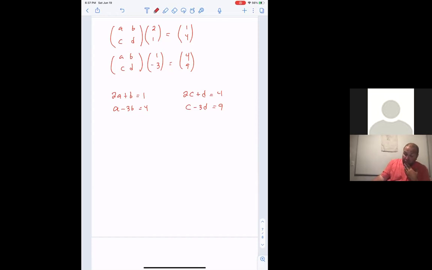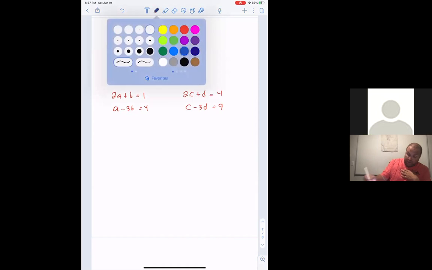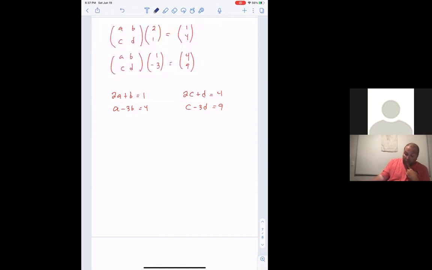How do I solve the first 2 equations? Well, notice that the coefficient of A in the first one is 2, but in the second one is 1. So I'm going to keep the first row the way I have it and multiply the second row by 2. So I get 2A minus 6B is equal to 8. Now that I have 2A and 2A, I can subtract. 2A minus 2A goes away. B minus negative 6B is 7B. 1 minus 8 is negative 7. So B is equal to negative 1.